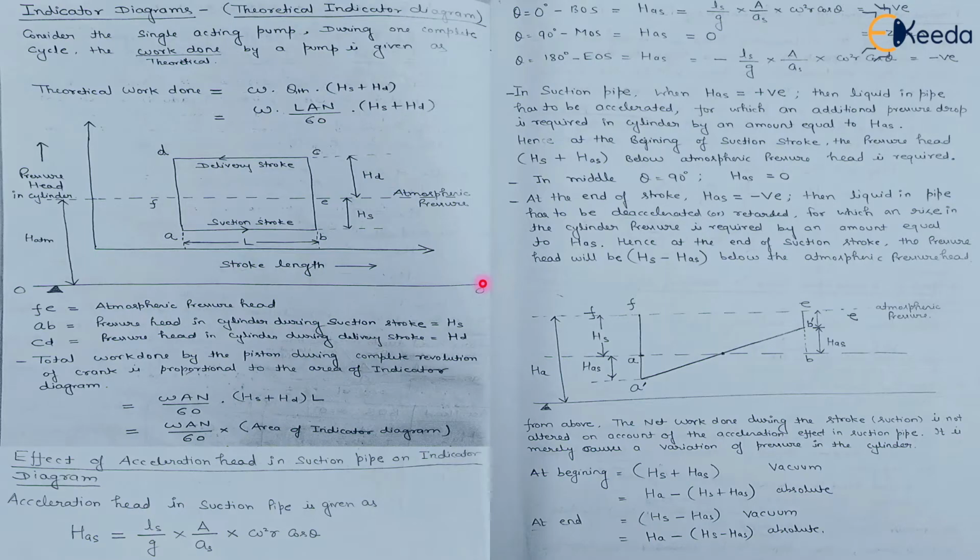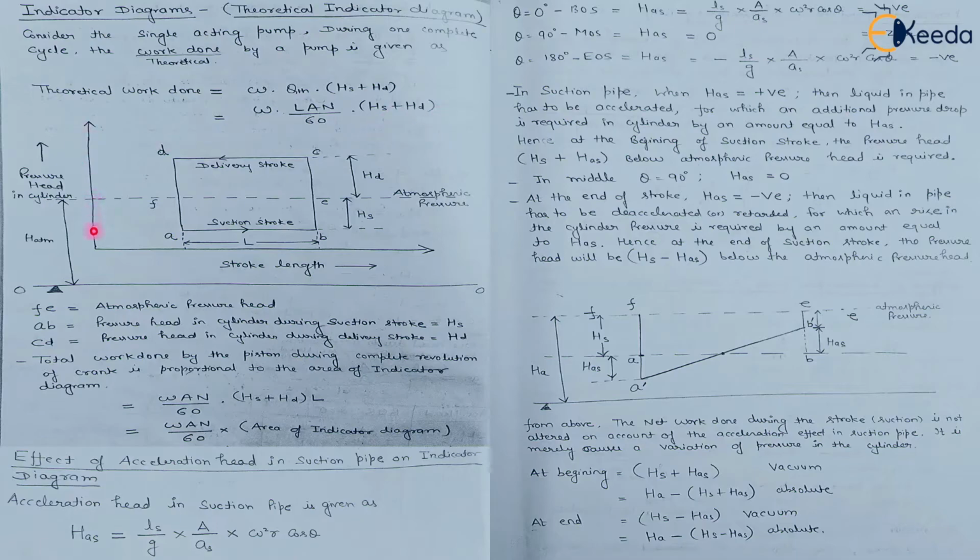Now let's see the indicator diagram. What is an indicator diagram? Or you can say the theoretical indicator diagram. Consider the single acting pump. During one complete cycle, the work done by a pump is given by, this is the work done by a single acting pump. This is specific weight into theoretical discharge into Hs plus Hd. So this is the equation, W into LN by 60. This is the theoretical discharge, and Hs plus Hd.